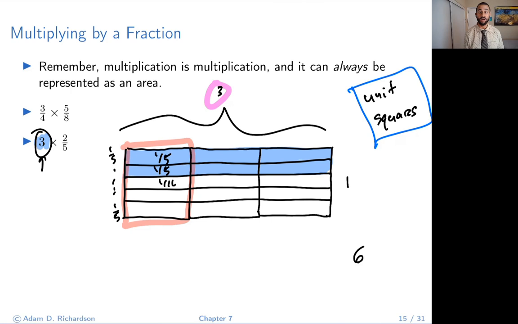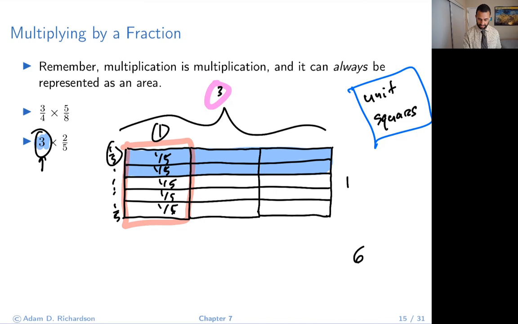And then this is where students are like, wait, what? It doesn't make any sense. Remember, what's the length up here? What's this length? It's 1. It's not 3, it's 1, right? And 1/5 times 1 is 1/5. So each one of those little rectangles has a size of 1/5.